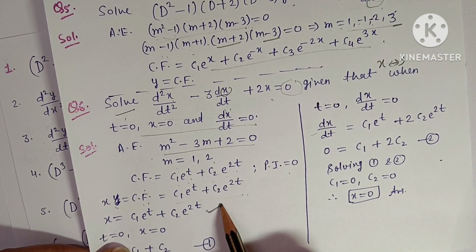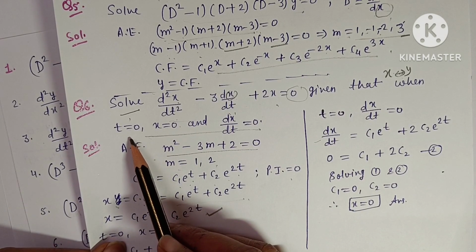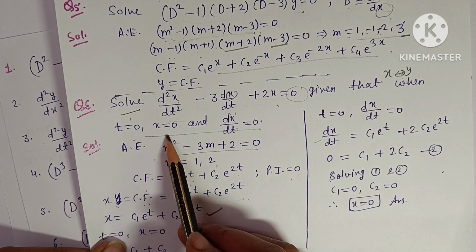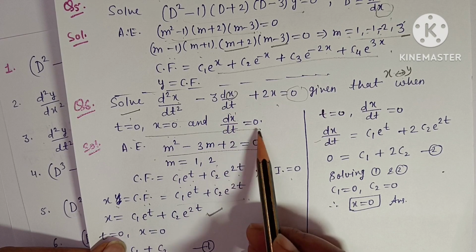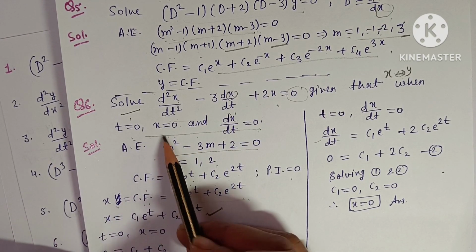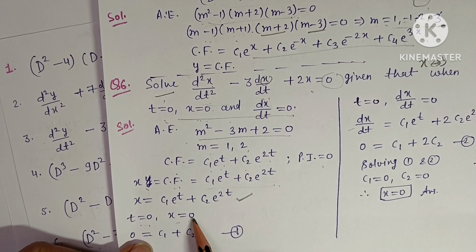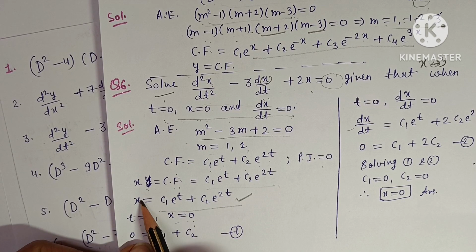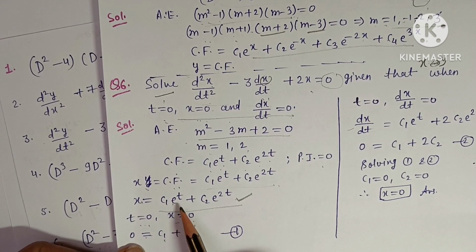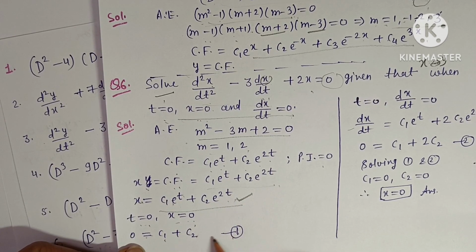Okay, so this is the solution, but you have to find the solution when the condition is that when t is 0, x is 0 and dx by dt is 0. So according to this condition, when t is 0 then x is 0. So the first condition is t is 0, x is 0. So I have used these values in this solution. Here I have written 0, then C1 e to the power 0 means 1, plus C2 e to the power 2 into 0, which is 1. So this is the first equation for the first condition.